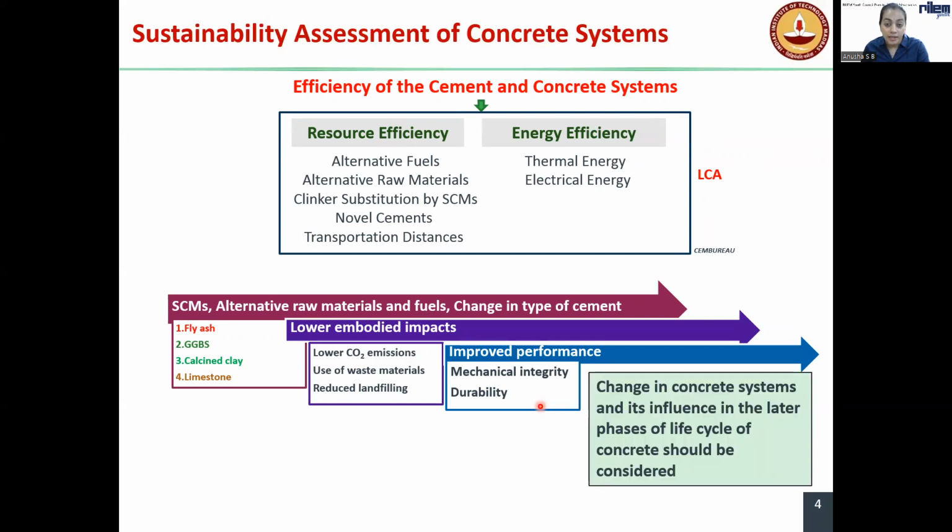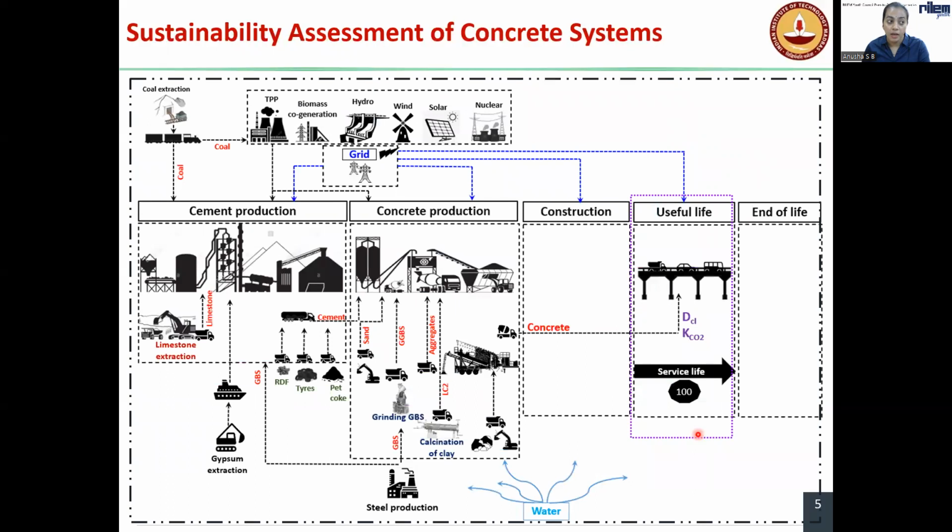Therefore, while conducting sustainability analysis of the concrete system, it is important that we consider the influence of the change in the concrete system on the later life cycle phases also. So how did we come up with the sustainability assessment of the concrete system in the present study? As a first phase, I conducted the life cycle assessment in order to calculate the environmental impacts associated with cement and concrete production for the Indian case.